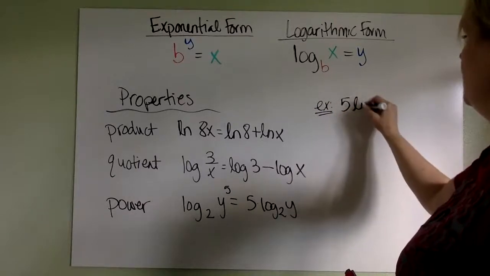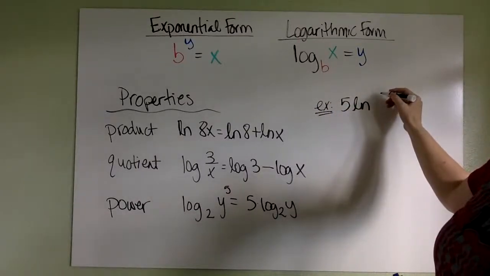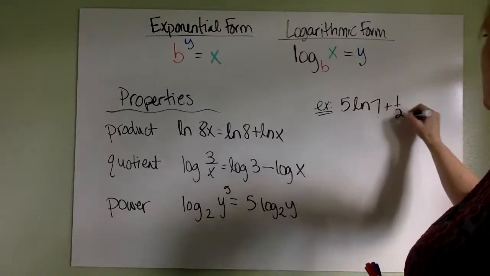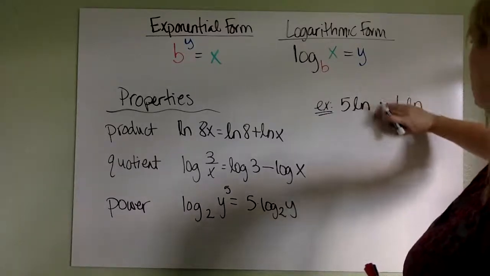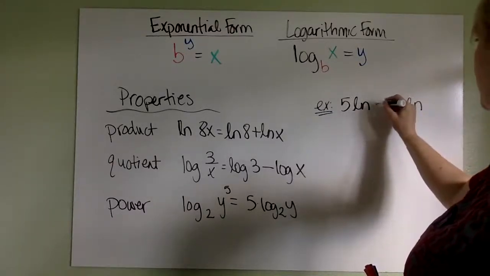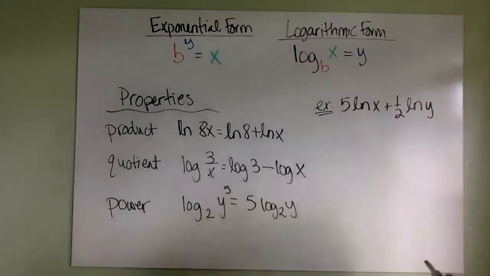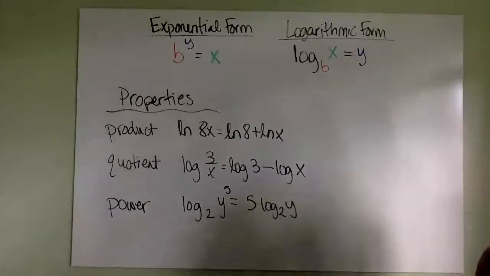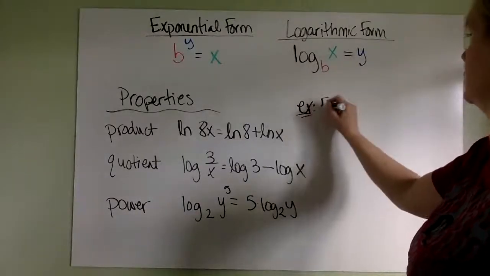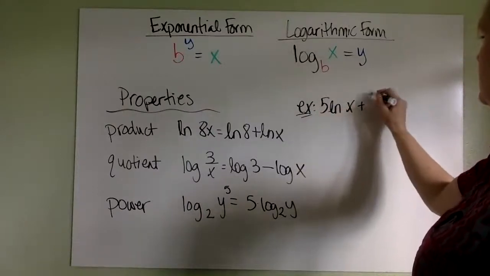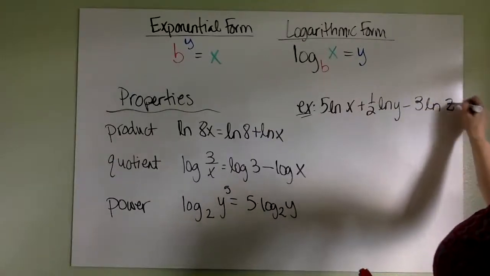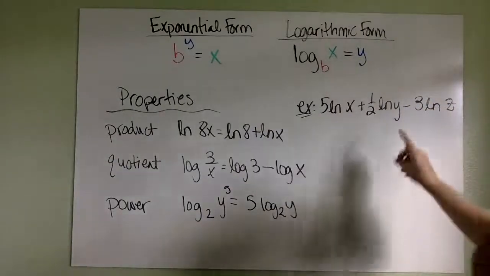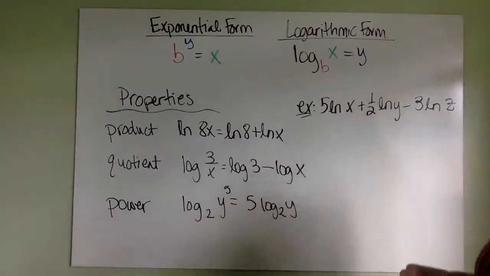So if I have 5 natural log of 7 plus 1/2 natural log of... let's change this to a variable. Let's say this is an x and this is a y. Like that. Okay, so it doesn't matter which way we work from, whatever direction.